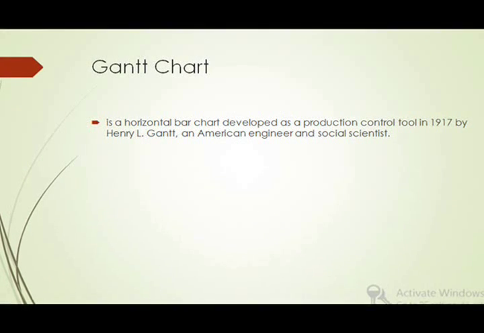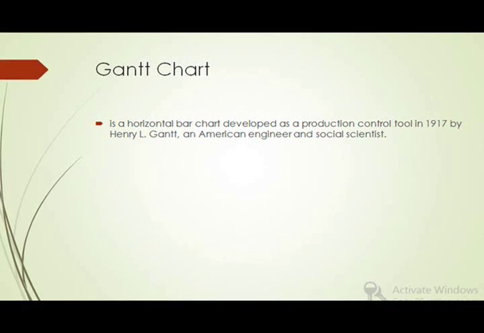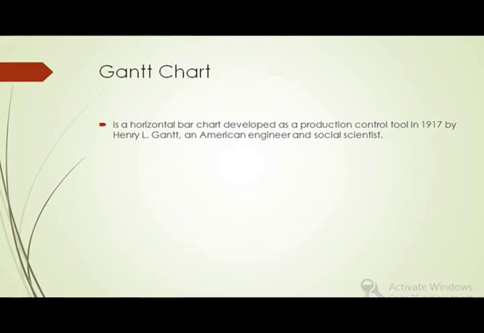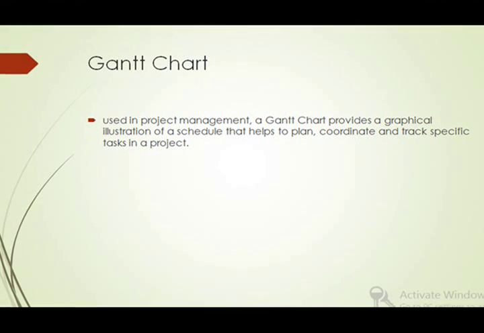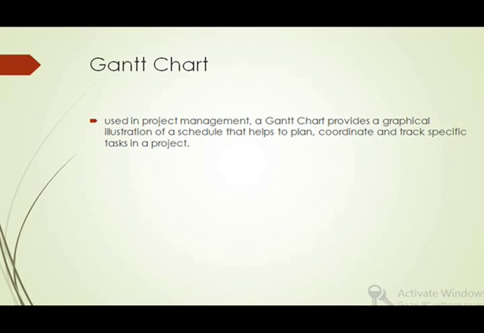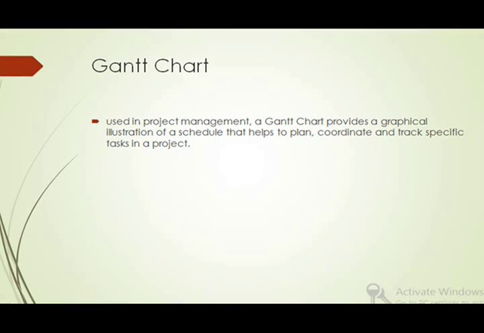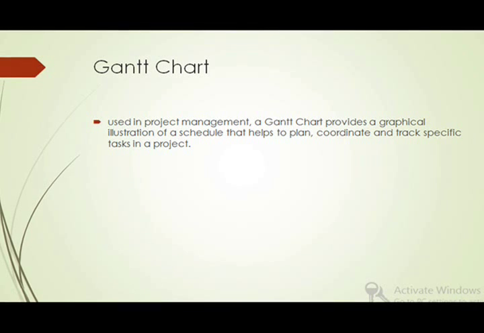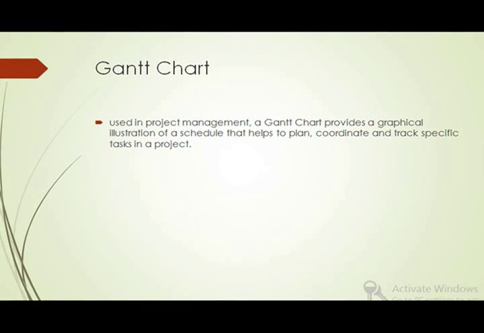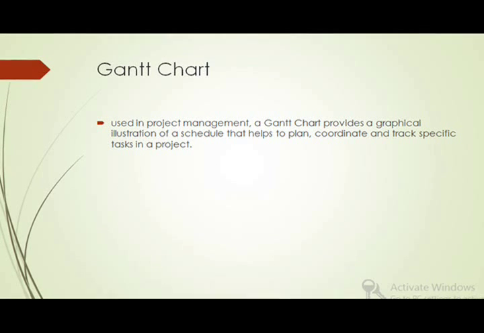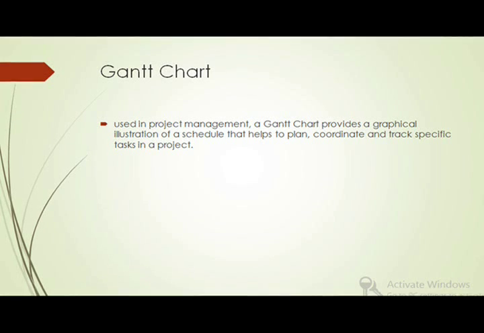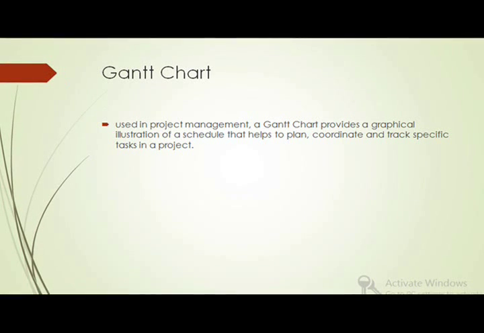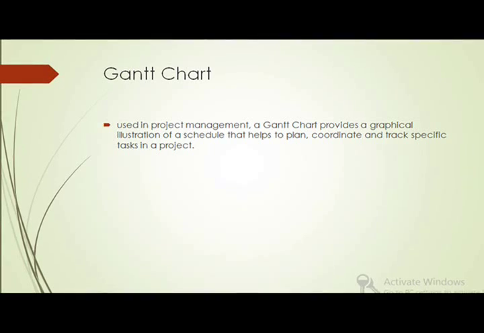Gantt chart is a horizontal bar chart developed as a production control tool in 1917 by Henry L. Gantt, an American engineer and social scientist. A Gantt chart is used in project management and provides a graphical illustration of a schedule that helps to plan, coordinate, and track specific tasks in a project. Gantt charts are quite commonly used because they provide an easy graphical representation of when activities may take place, but it does not clearly indicate details regarding the process of activities.